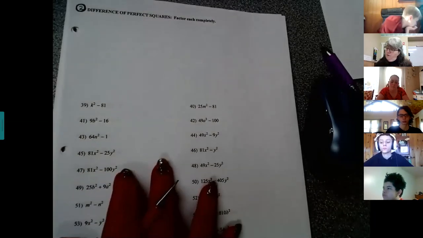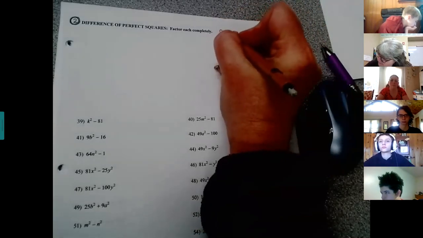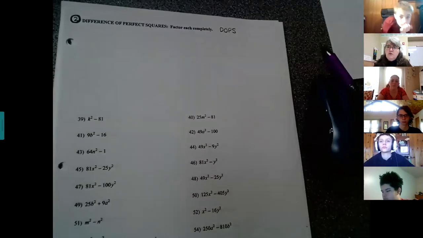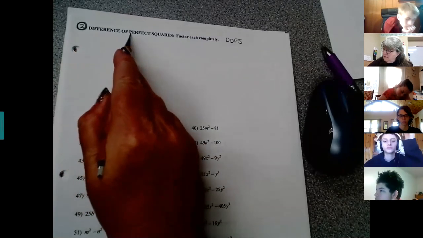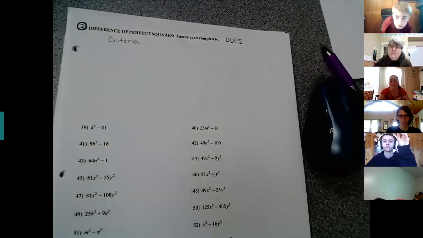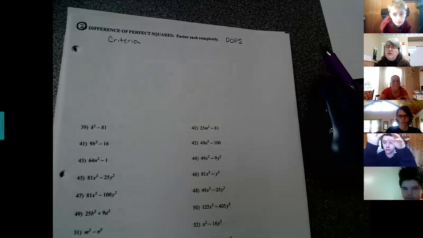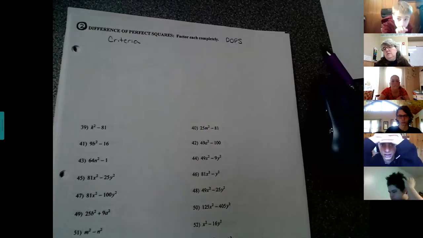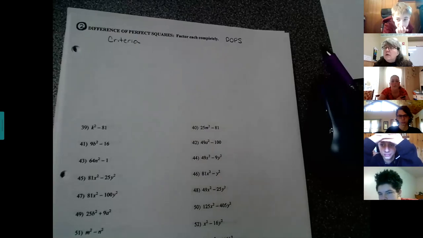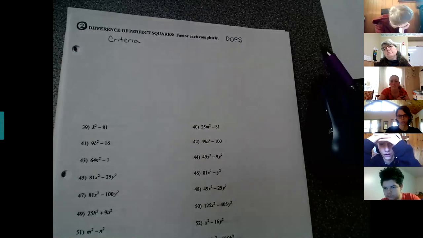Then we look for a difference of perfect squares. Now I give nicknames to all of them. So this one I call DOPS. If you hear me say DOPS, difference of perfect squares. Okay. Now, do y'all know what this word means? Criteria. What does criteria mean? Like the expectations, or the material that we're learning. Requirements.